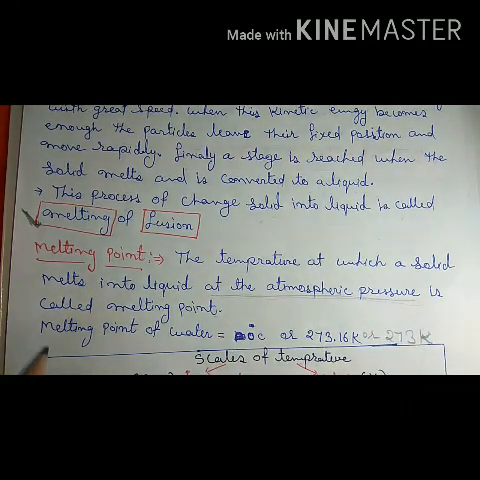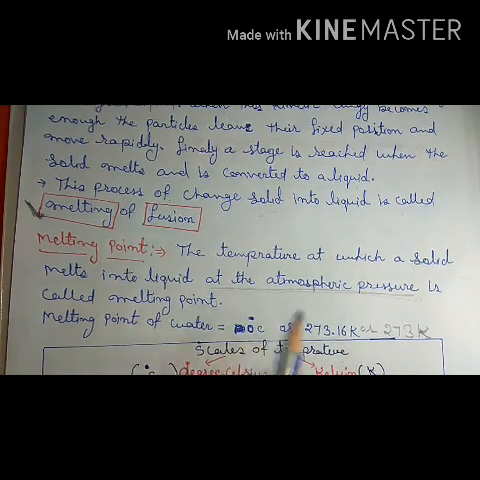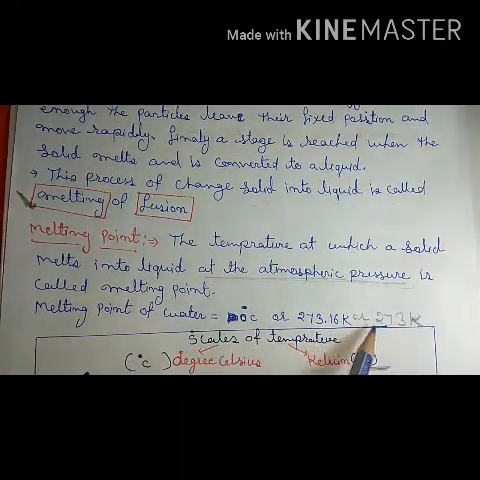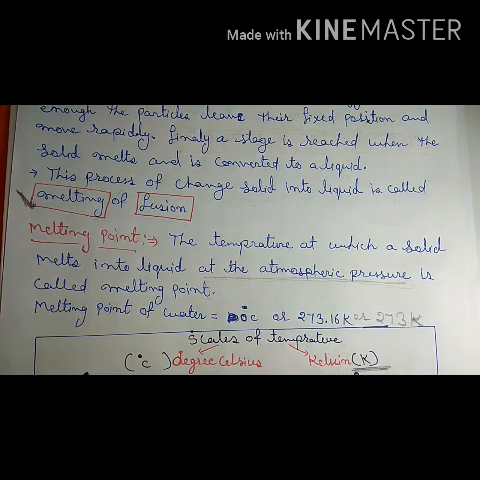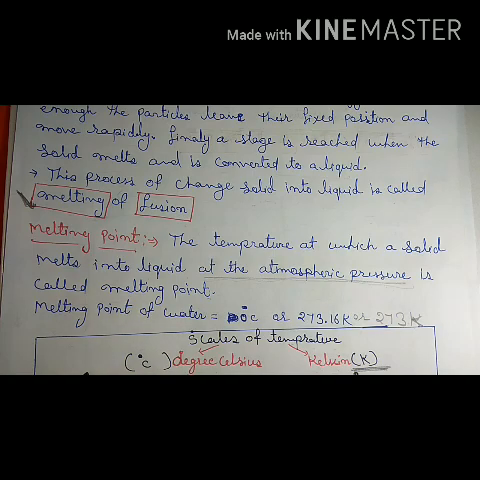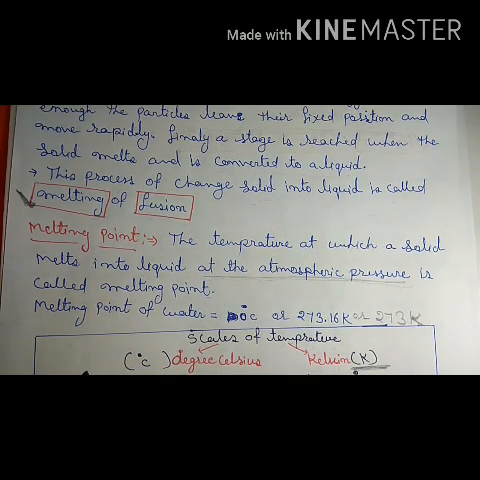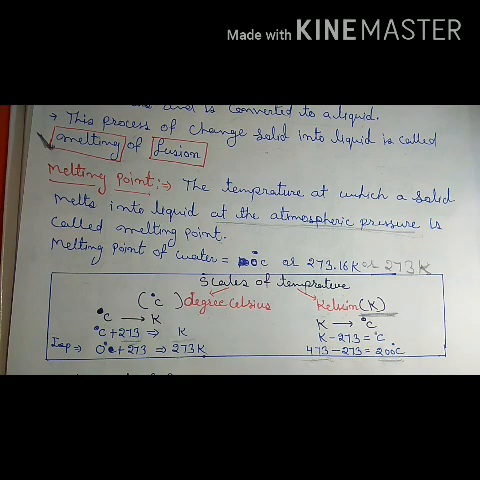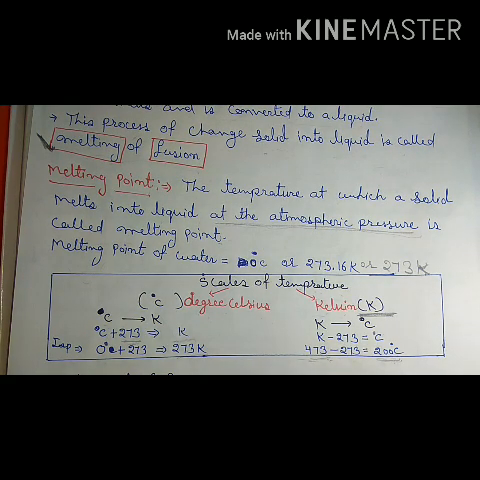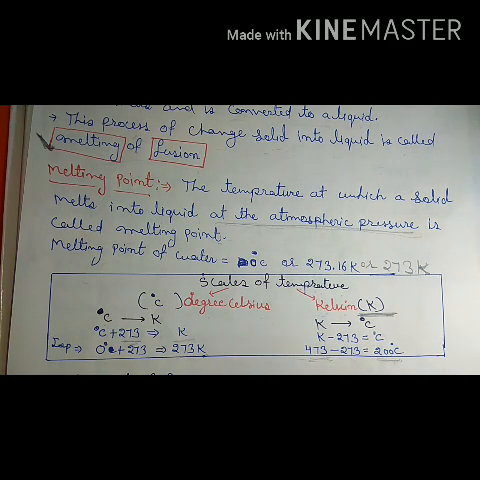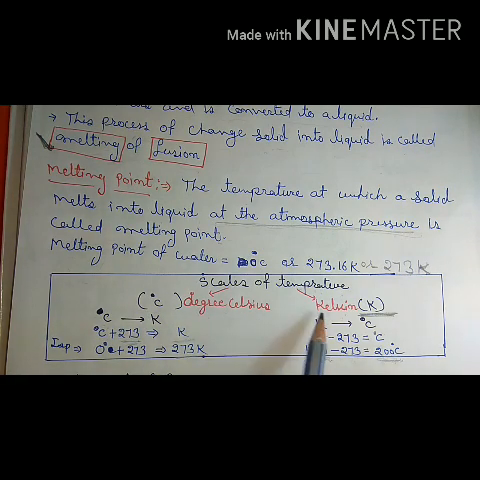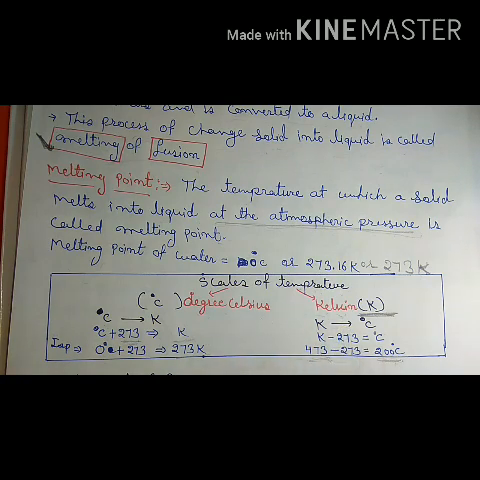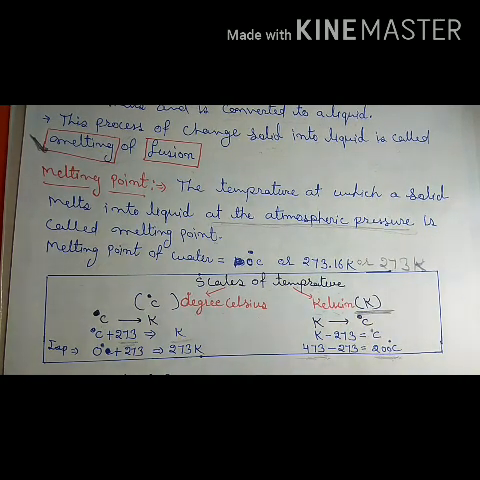Got it? The melting point of water is 0 degrees Celsius, or in Kelvin 273.16, or simply 273 Kelvin. Now the question comes to our mind: what is Kelvin, what is degree Celsius? Let us discuss this. There are various scales of temperature, of which you are familiar with two: Celsius and Fahrenheit. Fahrenheit is used medically, while in the physical world Celsius and Kelvin are used. Kelvin is a system international scale, used internationally to describe temperature.